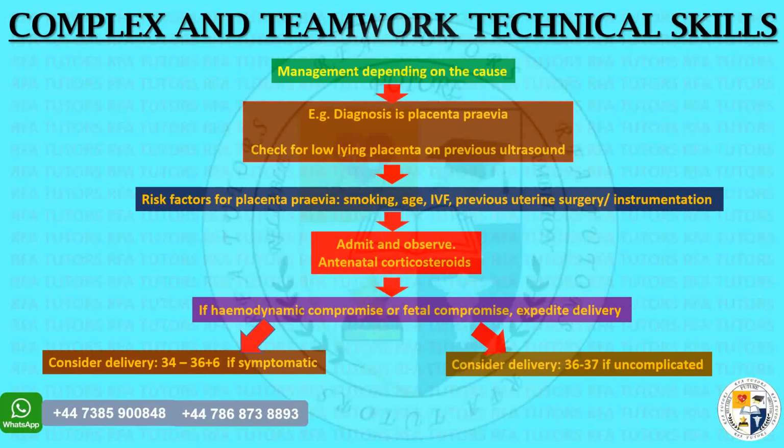Antenatal corticosteroids, if it's appropriate for gestation. If there's hemodynamic instability or fetal compromise, of course, you need to expedite delivery. Again, that has to be illustrated to the examiner because that shows that you are a safe clinician. You know what you're thinking and you know what you're doing. So again, to sum up, you consider delivery between 34 and 36+6 if it's symptomatic, and if it's asymptomatic, uncomplicated placenta previa, then you will consider delivery between 36 to 37. So that's the applied clinical knowledge that's being tested here.